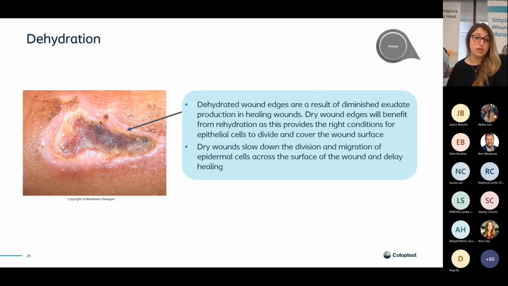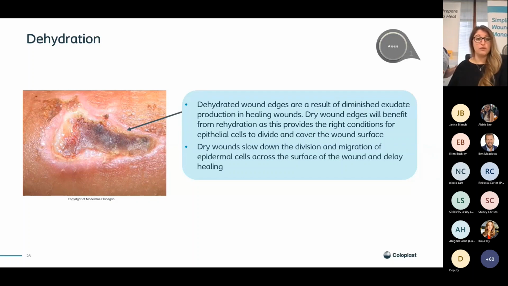Dehydration. So are your wound and your wound edges dry, and why are they dry? And the reason for a dry or dehydrated wound edge is because there isn't that exudate production to keep it nice and moist. So what we need to do is rehydrate the wound edges so that the epithelialization tissue can start to migrate across that wound bed, and we can start moving towards the healing of that wound.